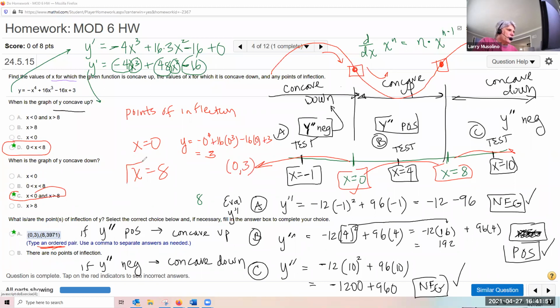I could do the same thing for x equal 8. y equals negative 8 to the 4th plus 16 times 8 to the 3rd, minus 16 times 8 plus 3. If you work that out in your calculator, you get 3971. So this inflection point is (8, 3971). Okay, so what we did here is we used the second derivative to tell us about concavity.